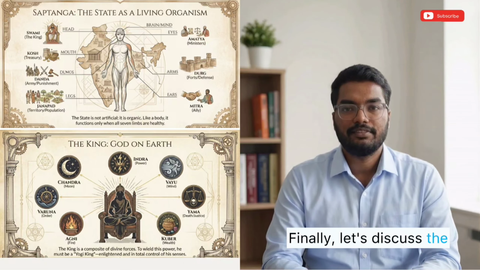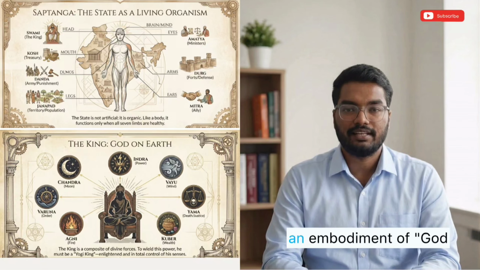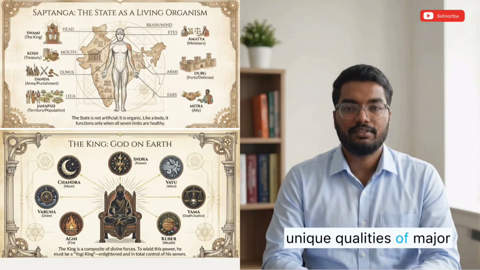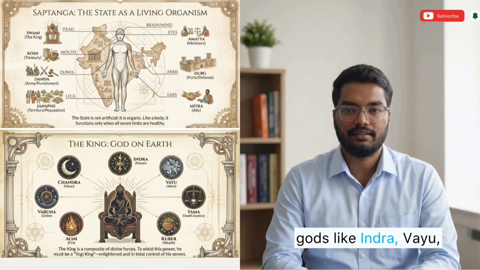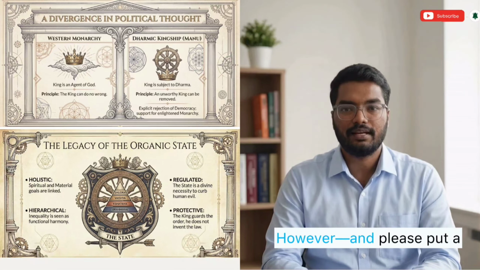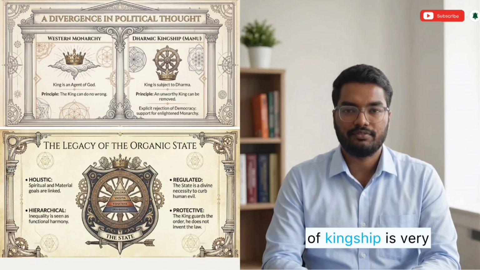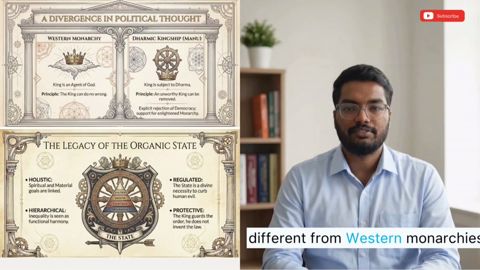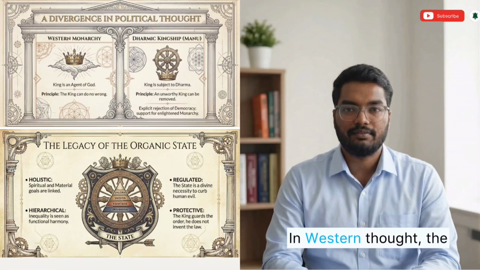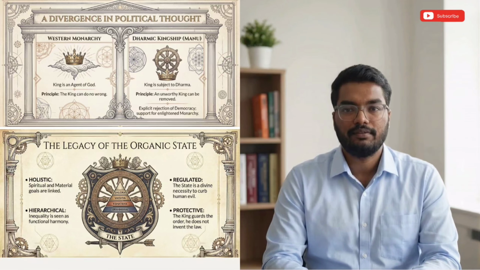Finally, let's discuss the Swami, the king himself. The king is considered an embodiment of God on earth, possessing the unique qualities of major gods like Indra, Vayu, Yama, and Agni. However, and please put a star next to this in your notes, Manu's concept of kingship is very different from Western monarchies. In Western thought, the king is often seen as an agent of God, where the king can do no wrong.